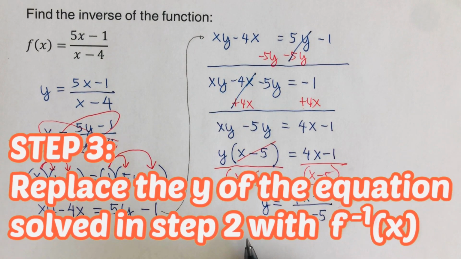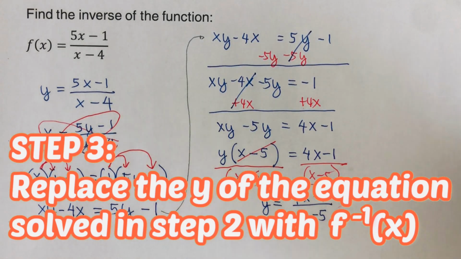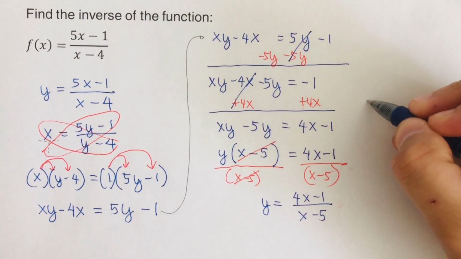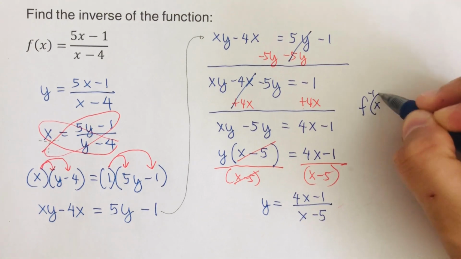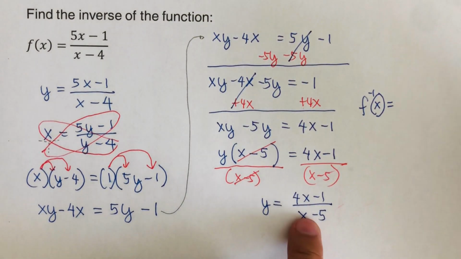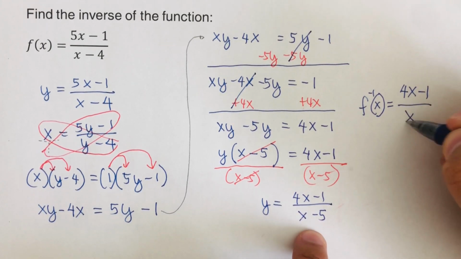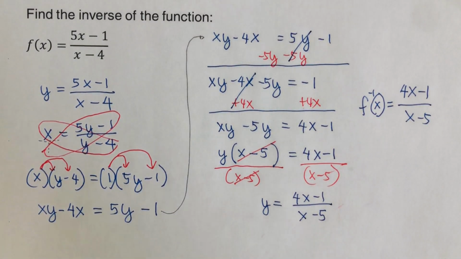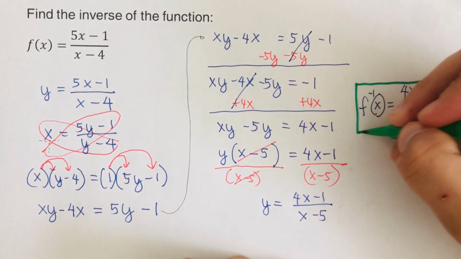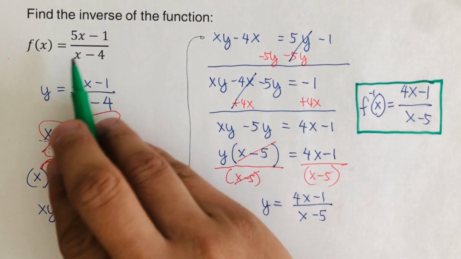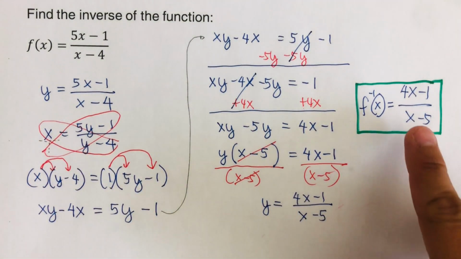Replace the y of the equation solved in step 2 with f negative 1 of x. So I can go ahead and rewrite this as f negative 1 of x is equal to, then just rewrite this. That would be 4x minus 1 over x minus 5. And this is the inverse of this function right here. Did you get the same answer as this?